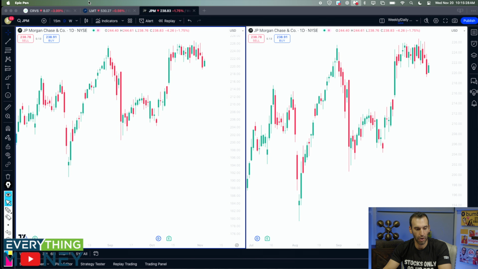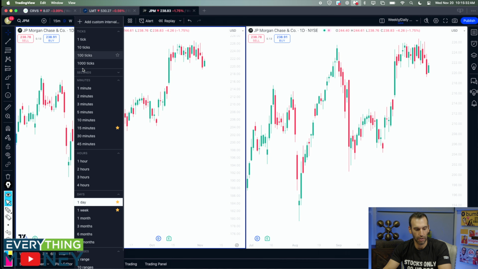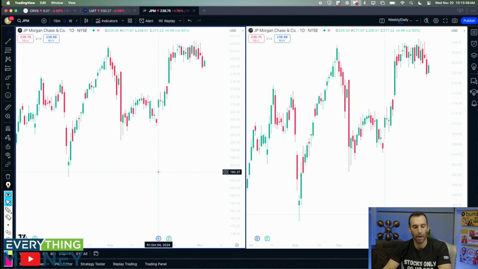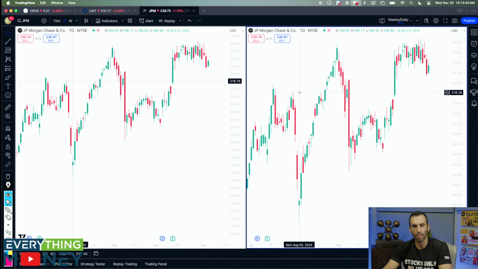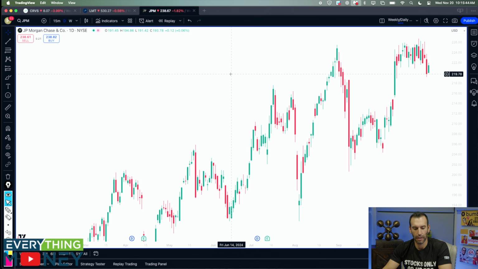So we want to make sure that we are on daily. You can see there's a D up here. You can change this to whatever you want. You could change it to ticks if you wanted to, but I keep it on 1 day for right now. Now, let's start with the swing trading chart. It's a little bit more in depth. I'm going to just blow up the daily chart, okay?